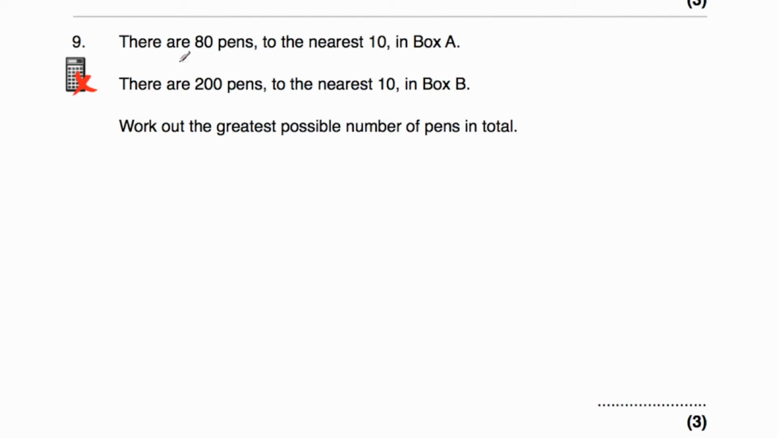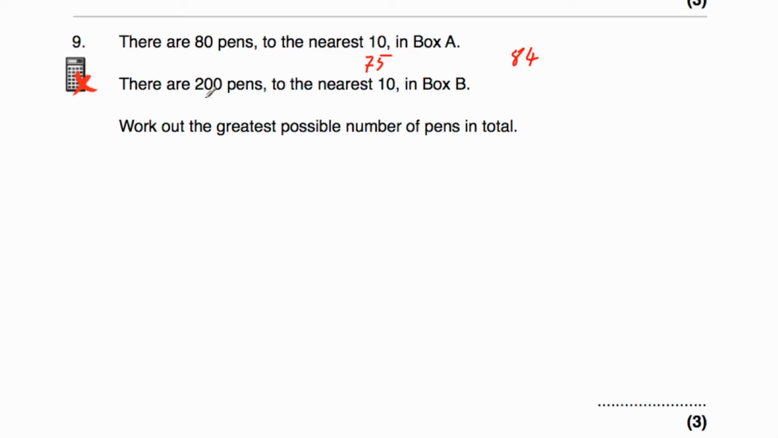So question number 9 says, there are 80 pens to the nearest 10 in box A. So box A has got 80 pens to the nearest 10. So it could have been a number as low as 75. That rounded to the nearest 10 would be 80. Or it could have been a number as high as 84, because that number rounded to the nearest 10 would be 80. But 85 would round up and 74 would round down. So it could be anything between those two values.